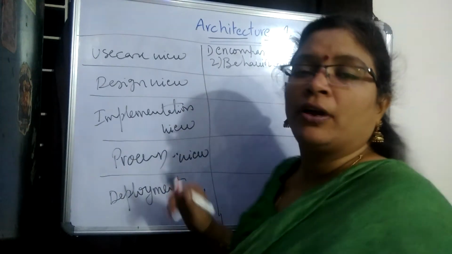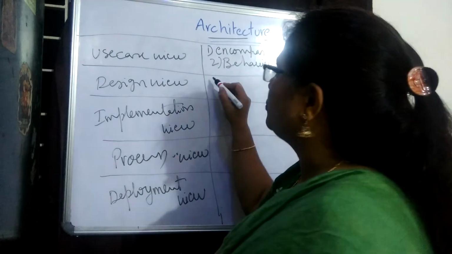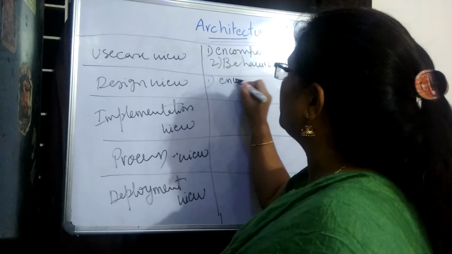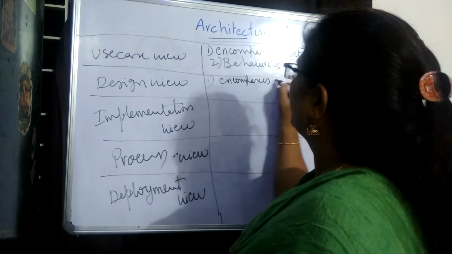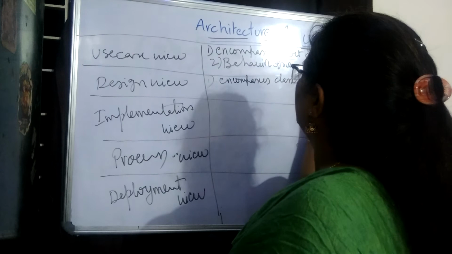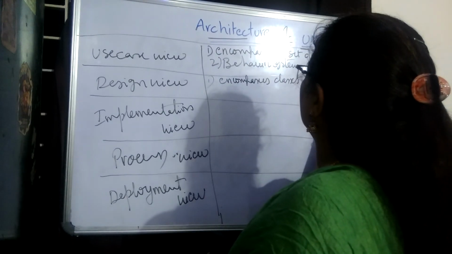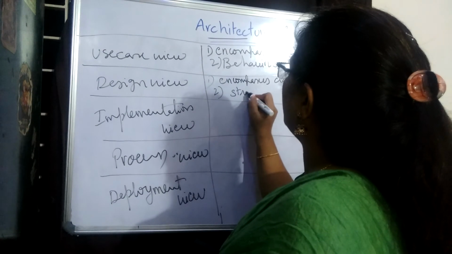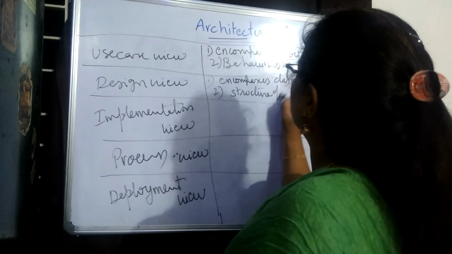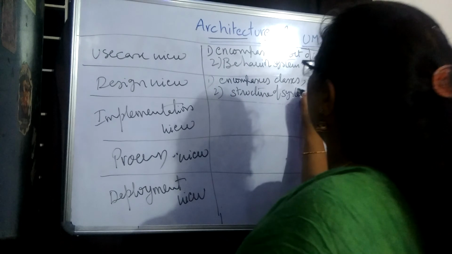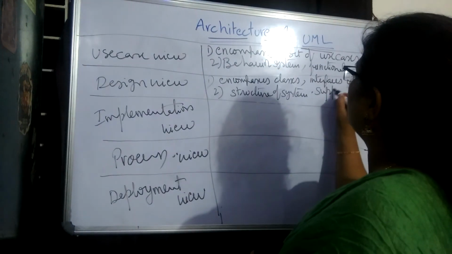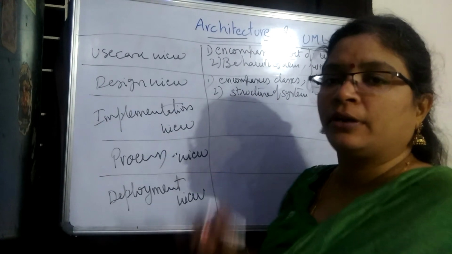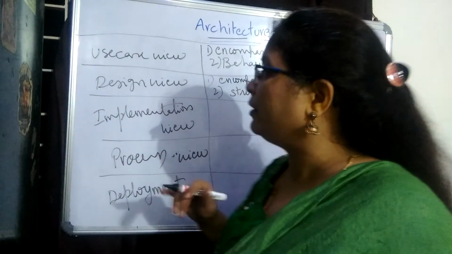Coming to the second one, the design view. What are the things in the design view? The design view encompasses classes, interfaces, etc., and it describes the structure of the system, and it supports functional requirements. Those are the things in the design view.